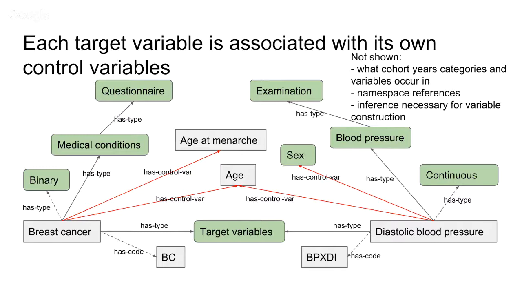Now, if you're looking at diastolic blood pressure instead, this is a continuous variable, not binary, so that changes the modeling strategy. And diastolic blood pressure has a different set of associated control variables. So for diastolic blood pressure, you also want to control for age, but you want to control for sex, and you get this from literature. And diastolic blood pressure has its own set of classifications. So who makes these assumptions? I do for the moment.